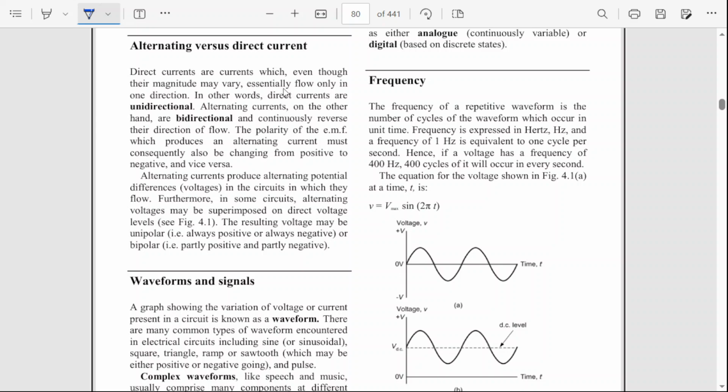Alright, so first, let's take a look at the difference between alternating versus direct current. It says direct currents are currents which, even though their magnitude might vary, essentially flow only in one direction. In other words, direct currents are unidirectional. Alternating currents, on the other hand, are bidirectional and continuously reverse their direction of flow. The polarity of the EMF, which produces an alternating current, must frequently also be changing from positive to negative, and vice versa.